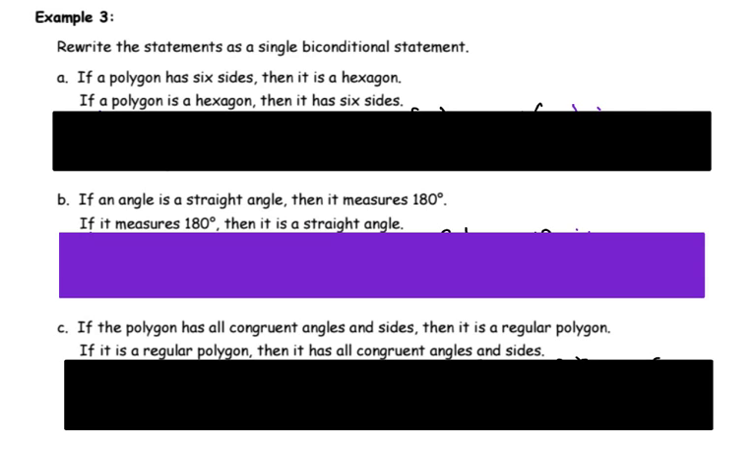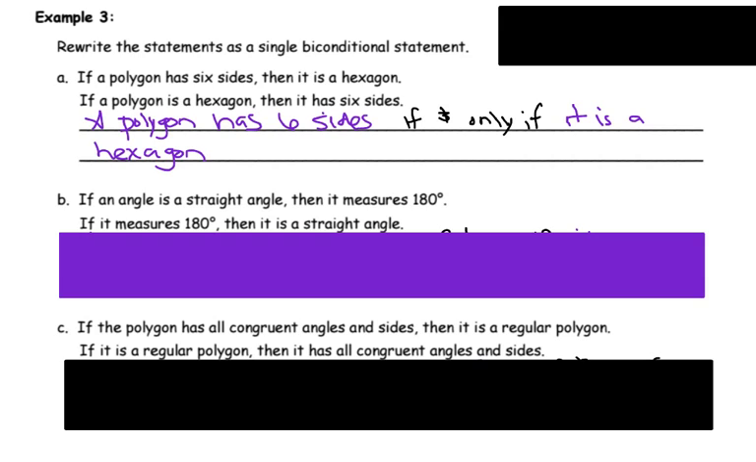All right, rewrite the statements as a single biconditional statement, okay? So notice you're given two conditional statements and they're asking you to write it as a biconditional statement. So A, if a polygon has 6 sides, then it is a hexagon. If a polygon is a hexagon, then it has 6 sides. So the biconditional statement, hopefully you remember, is going to have "if and only if": a polygon has 6 sides if and only if it is a hexagon.